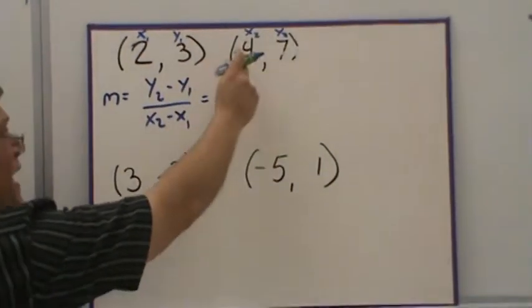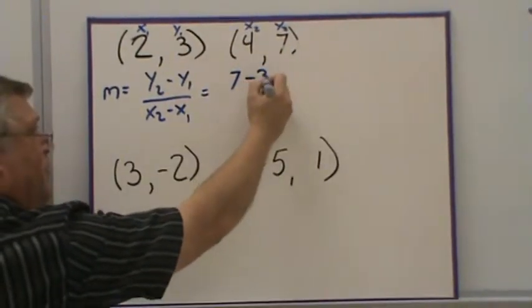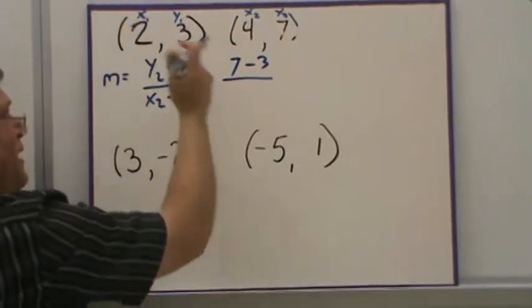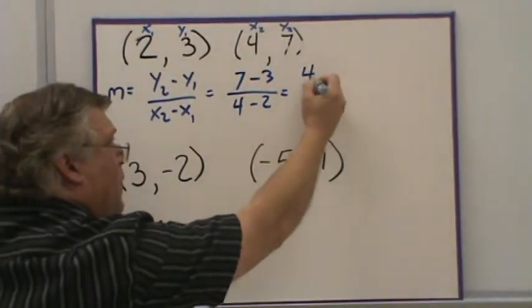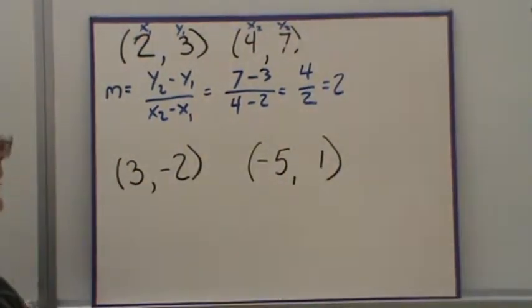This is the second point, x2, y2. When I plug in these values, I would do 7 minus 3, y2 minus y1, over x2 minus x1, 4 minus 2. I end up getting 4 over 2, which reduces to 2.